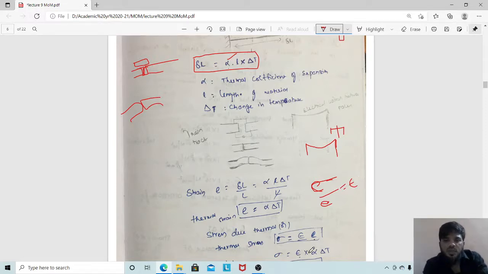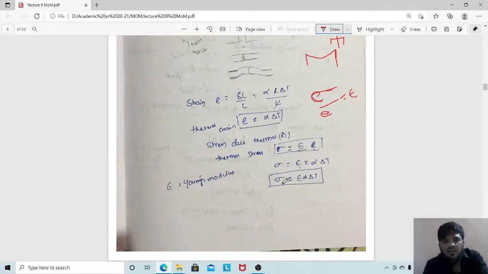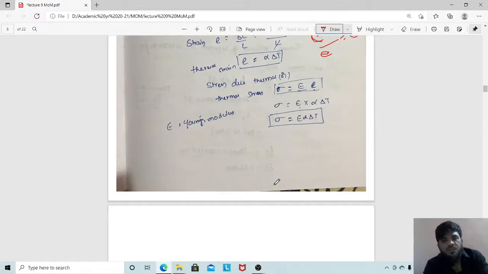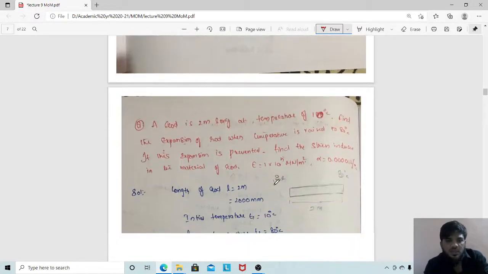From this you can calculate the value of stress. Stress is equal to E into strain. You know the value of strain, alpha into delta T. Substitute, and you can calculate the value of thermal stresses. This stress is not a tensile stress or a compressive stress. This is called thermal stress. Clear? So let us see a basic problem based upon thermal stresses.